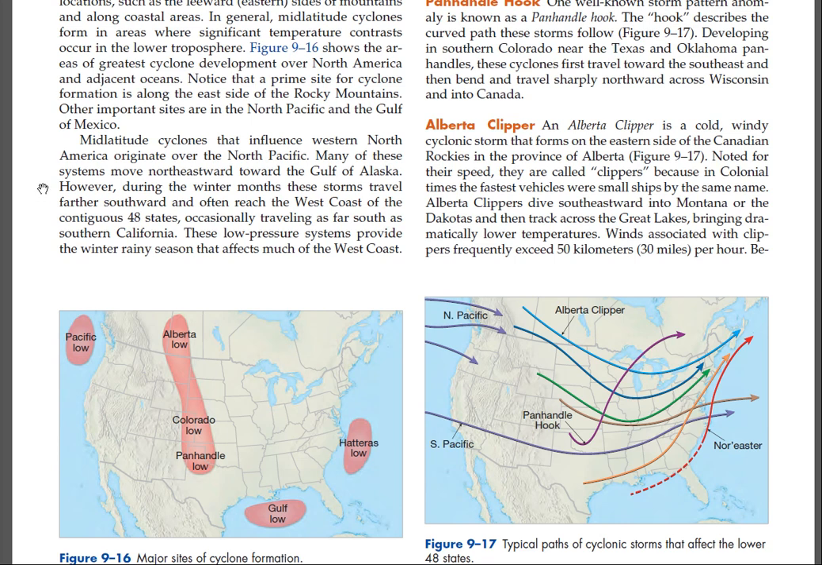However, during the winter months these storms travel farther southward and often reach the west coast of the contiguous 48 states, occasionally traveling as far south as Southern California. These low-pressure systems provide the winter rainy season that affects much of the west coast.